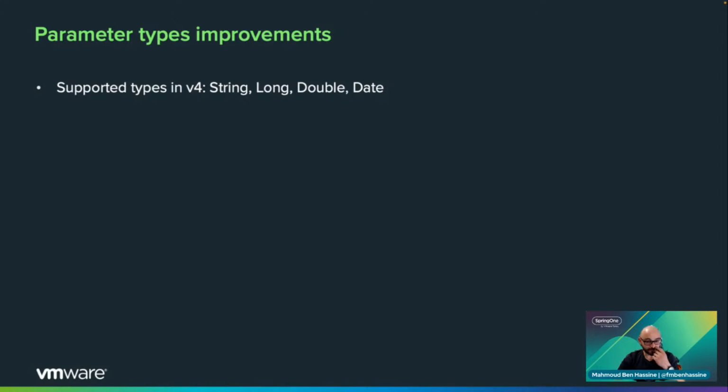So in Spring Batch 5, we redesigned the parameter types, and now we can support any type. So there is no restricted list. You can use any type as long as you provide a converter from string to the custom type and vice versa. And I have an example to show you how to do that.